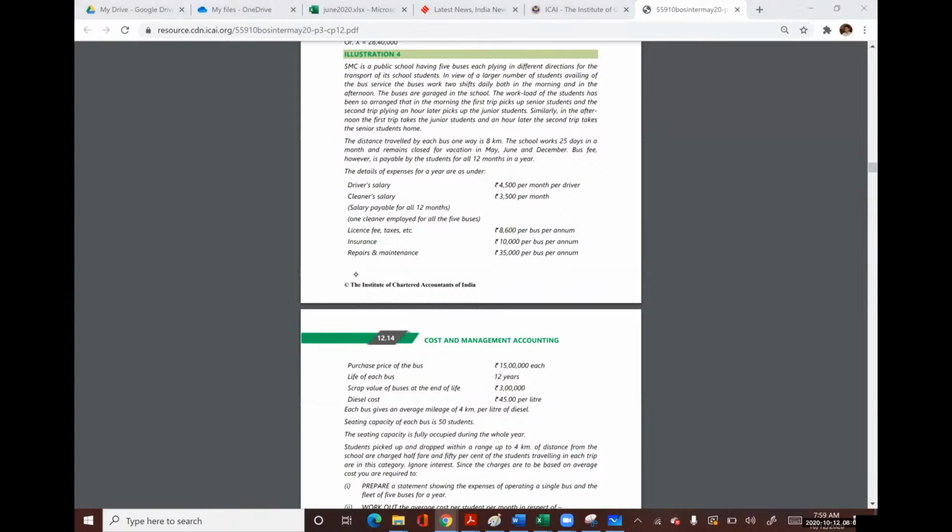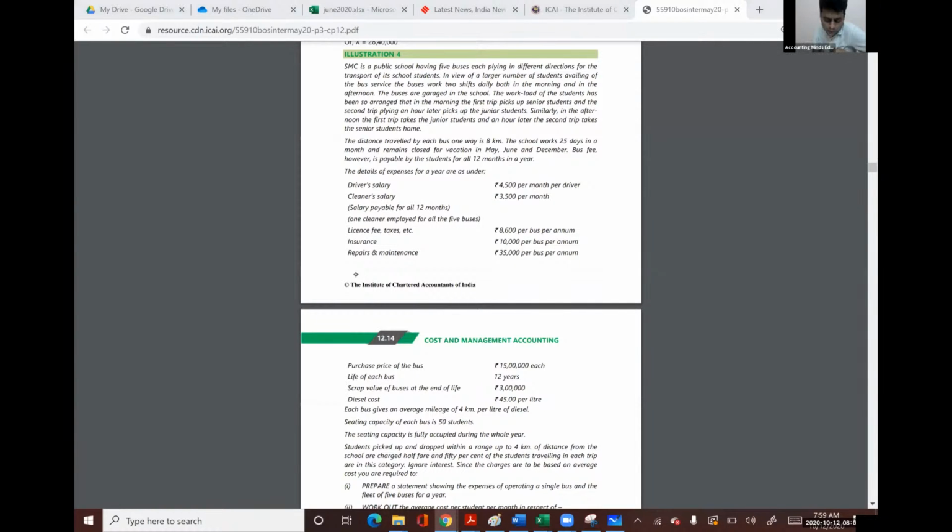Sir, I couldn't do the diesel working, sir. Let's do it. Yeah, go ahead. Tell me, diesel how much? Diesel cost is 45 rupees per liter, and each bus gives an average mileage of 4 kilometers per liter, sir.